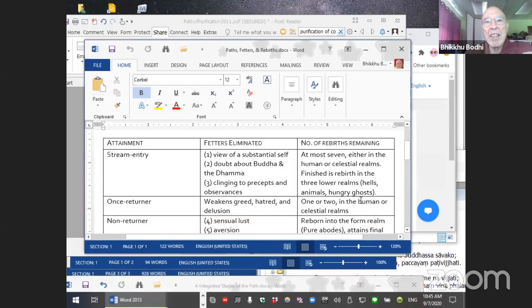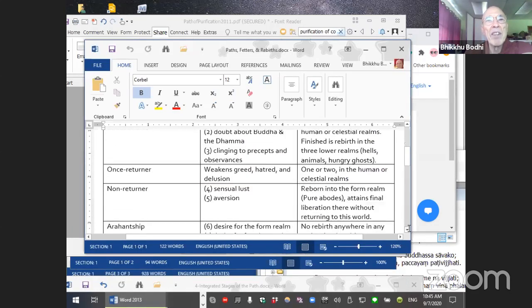And so looking at the chart, we have the non-returner. What the non-returner eliminates permanently are the two fetters of sensual desire, a sensual craving, and aversion or ill will or hatred. And so this disciple is reborn into the form realm, usually in the pure abodes, and then attains final liberation there without ever returning back to the desire realm, to the lower heavens, or to the human realm.